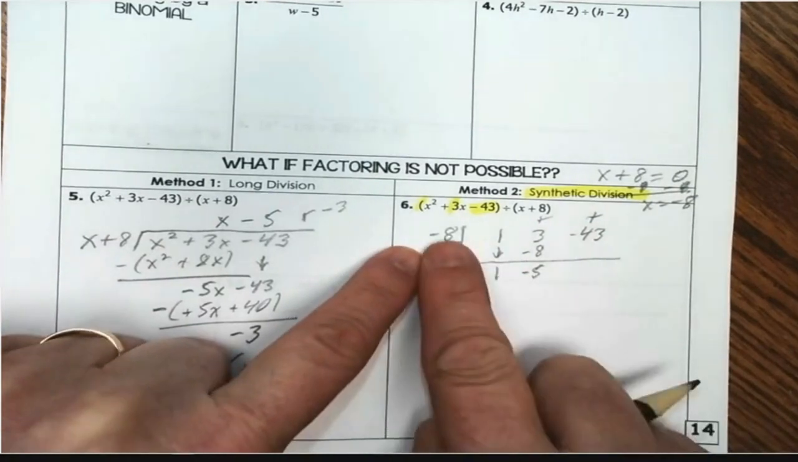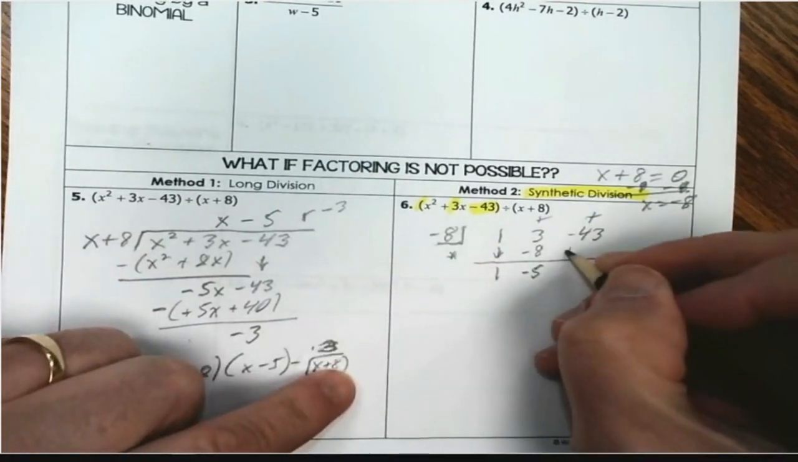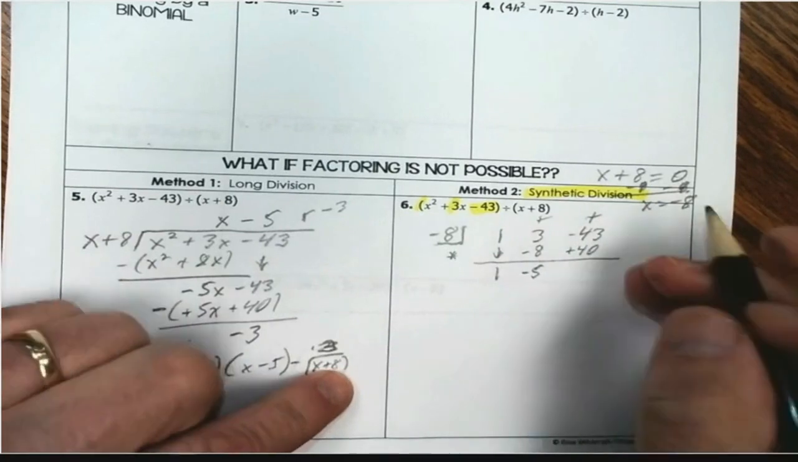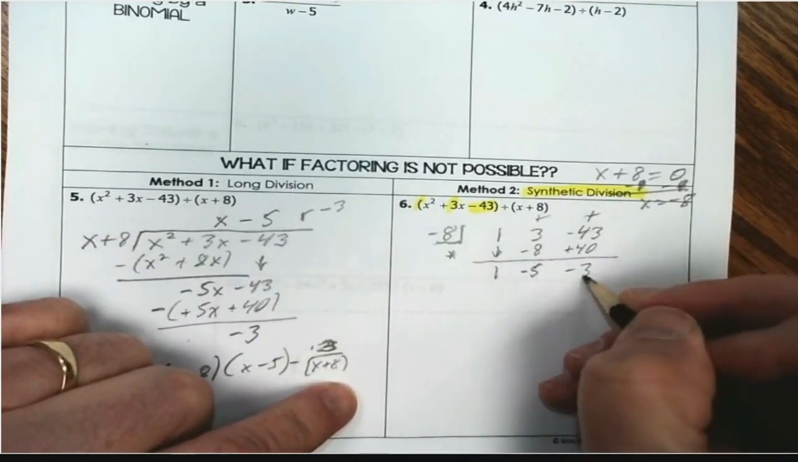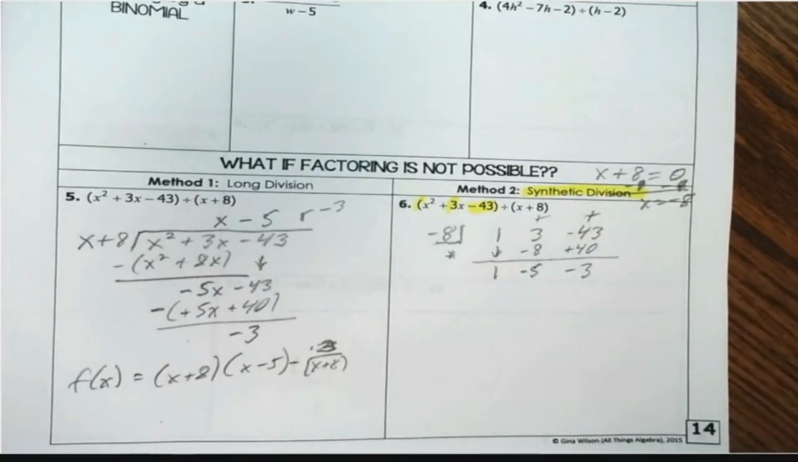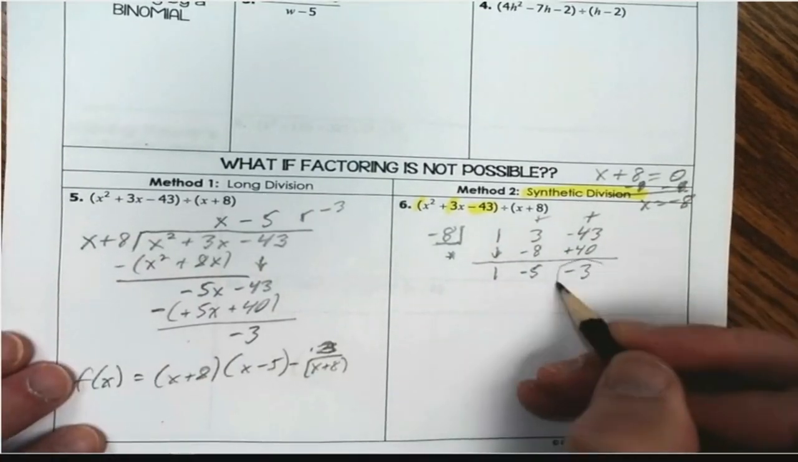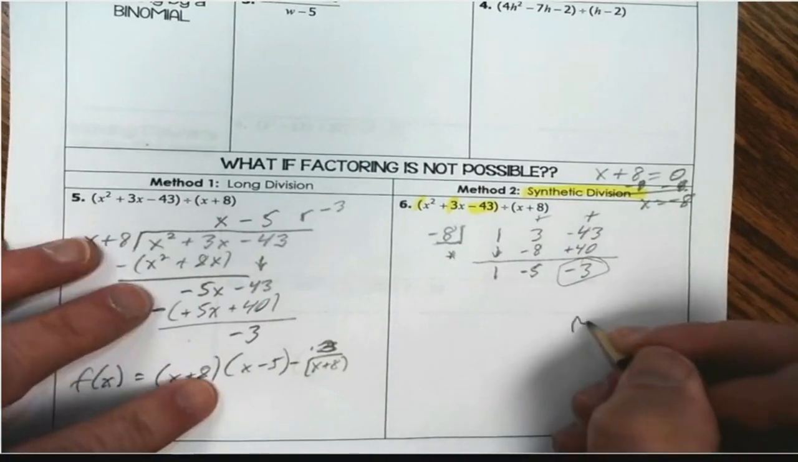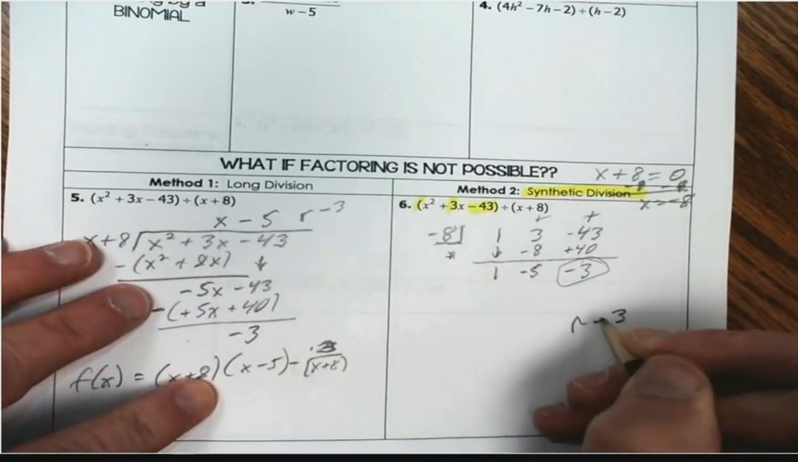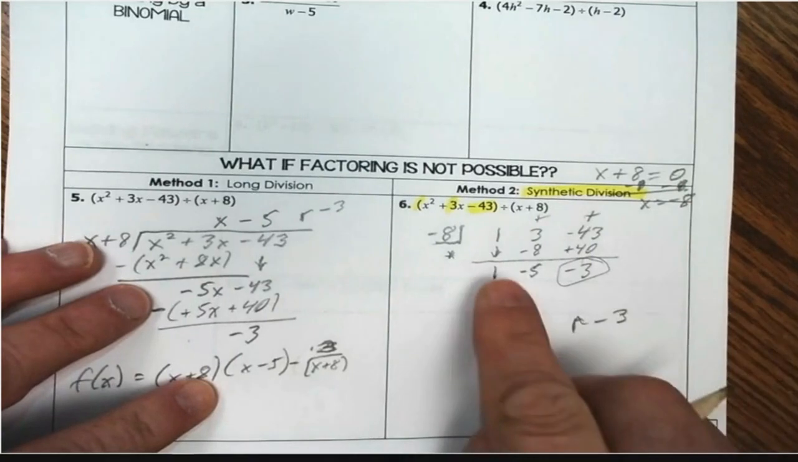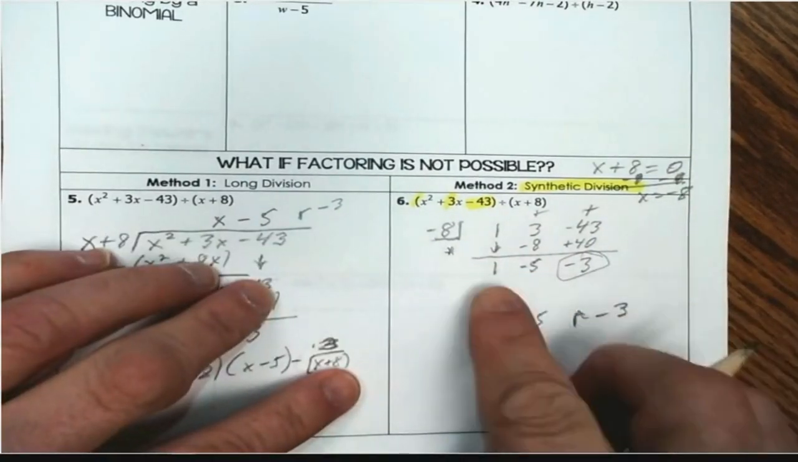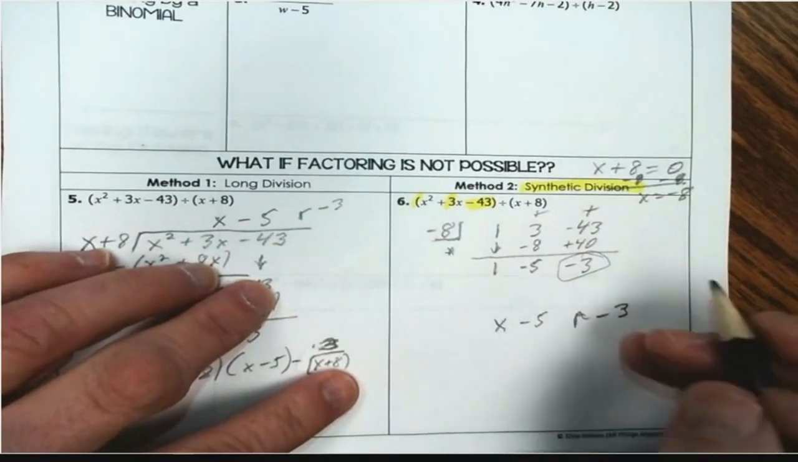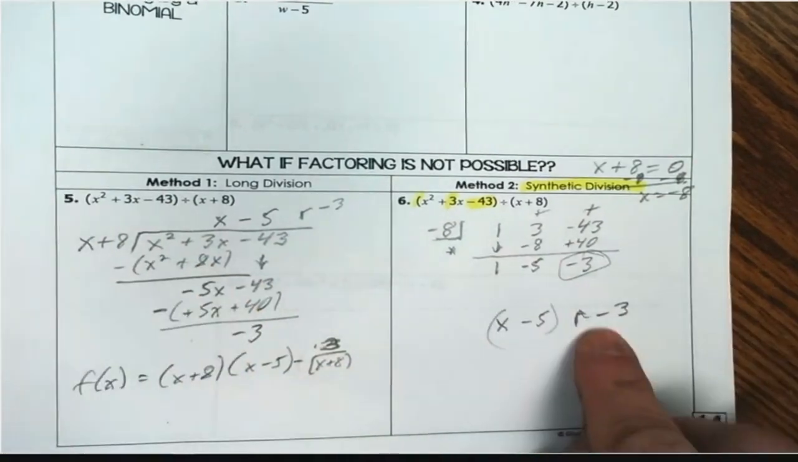Multiply -8 times -5. That's a positive 40. Add those together. -43 plus 40 is -3. Here's our answer. Anything in this last one is always the remainder. We have a remainder of -3. This is our term. The first one is just the number. The next one is the x. X minus 5 with a remainder of -3.